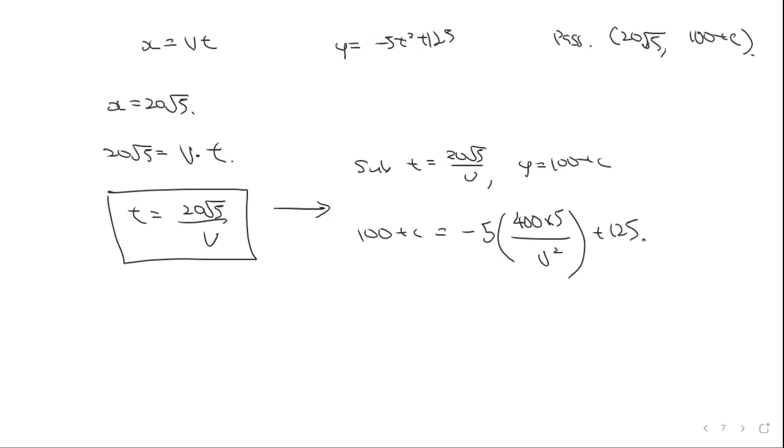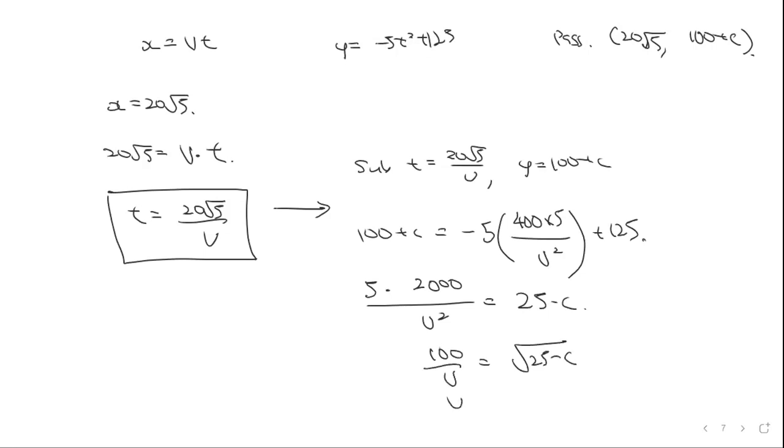So moving that to the other side, you will get 5 times 2000 over v squared must equal 25 minus c. So square rooting both sides will give you 100 over v equals the square root of 25 minus c. v over 100 equals 1 over square root of 25 minus c, meaning, of course, v equals 100 over the square root of 25 minus c, as required.